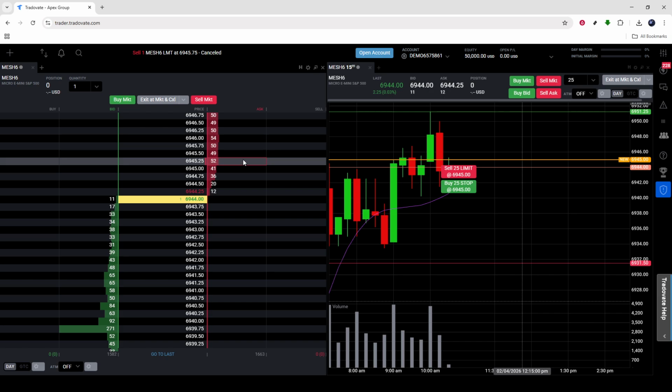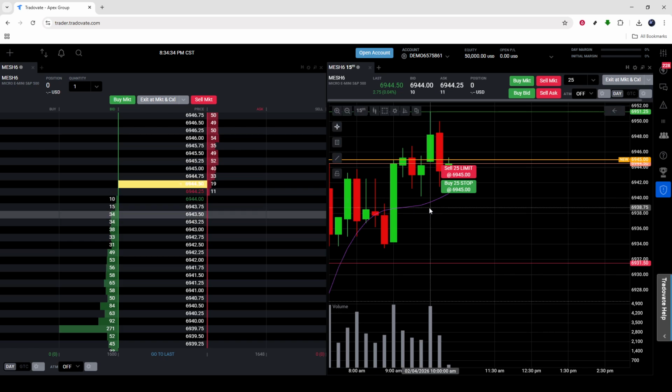Manage your trade according to your plan, and remember that futures are leveraged products. Trade thoughtfully and stay disciplined.